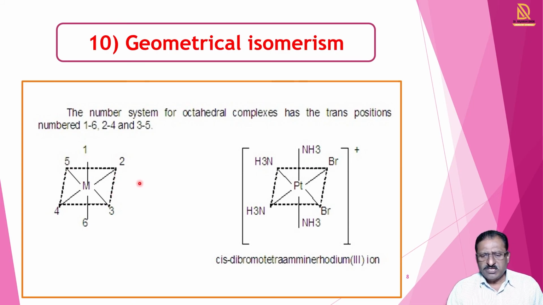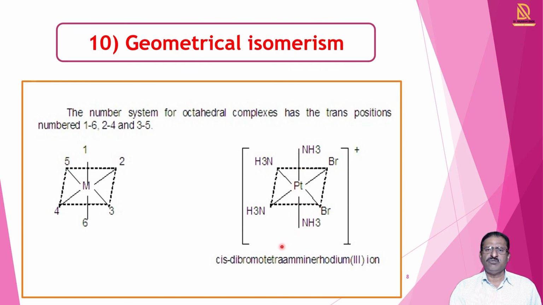Now we take one example, and from that you get an idea of how we can give the names of that coordination complex. So here we take the example Pt(NH3)4Br2. In this case, Br is present at position number 2 and position number 3. NH3 is present at position number 1 and 6. So position number 1 and 6 are occupied by NH3, the same type of ligand. So this is the cis structure.